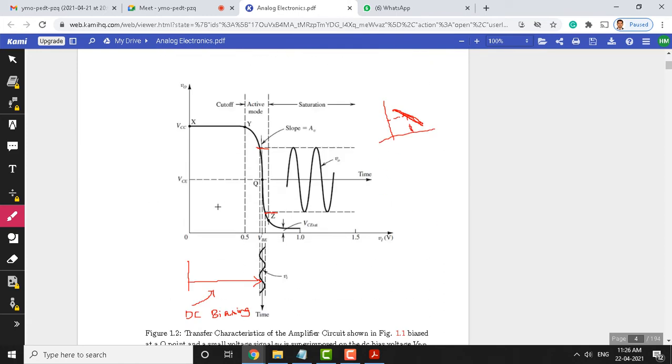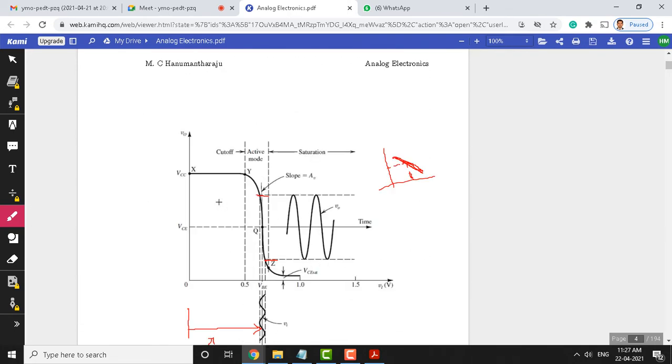By looking at this curve, we can say that the entire input and output characteristic is non-linear. Linear means we expect at least a 45-degree line like this, but overall the curve is non-linear, though at some portion linearity exists. That is called piecewise linear.